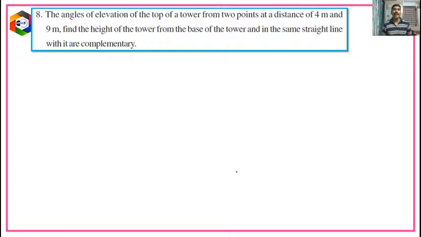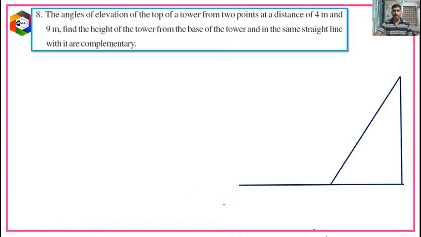So if one angle is theta, its complementary angle is 90 minus theta. So that idea should be used. Okay, before that, let us draw the rough sketch first. So here is the, observe children, here is the base. Now here is the tower. Now there are two points, this is one point and this is another point.